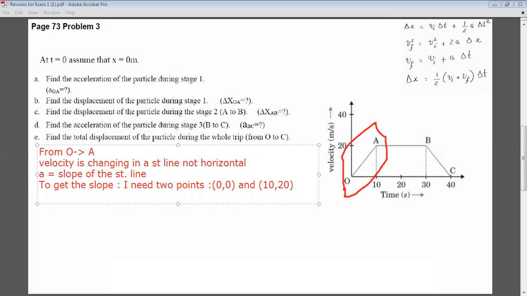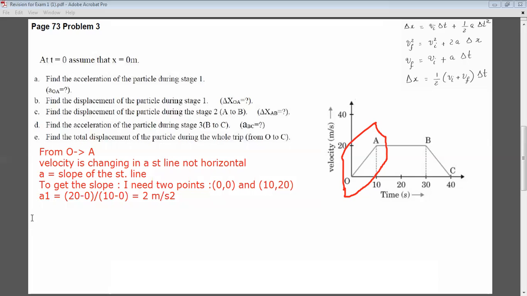Now, let's do the calculation. So acceleration will be equal to v2 minus v1 over t2 minus t1, delta v over delta t. That is 20 minus 0, divided by, v final minus v initial divided by t final minus t initial, which is 10 minus 0. So this gives me 20 divided by 10, 2 meters per second squared. We got it, let's call it A1.